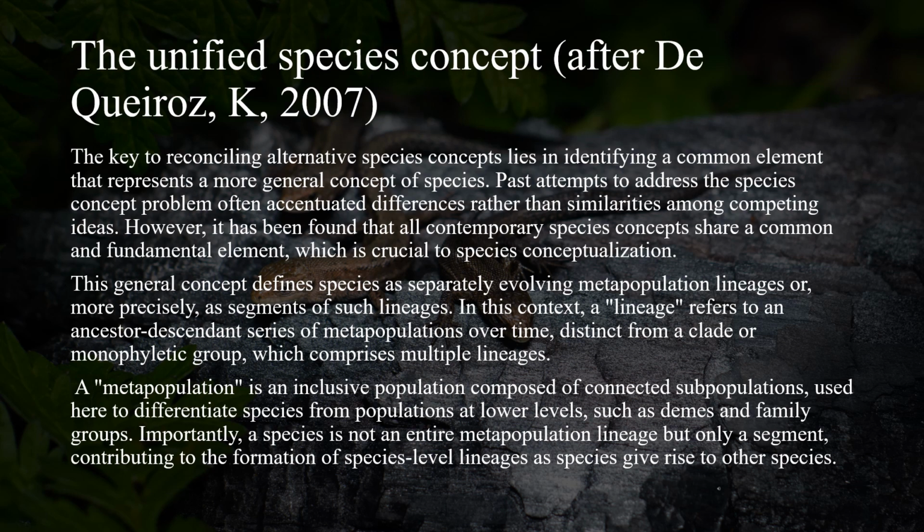In this context, a lineage refers to an ancestor-descendant series of metapopulations over time, distinct from a clade or monophyletic group, which comprises multiple lineages. A metapopulation is an inclusive population composed of connected subpopulations, used here to differentiate species from populations at lower levels, such as demes and family groups. Importantly, a species is not an entire metapopulation lineage but only a segment, contributing to the formation of species-level lineages as species give rise to other species.